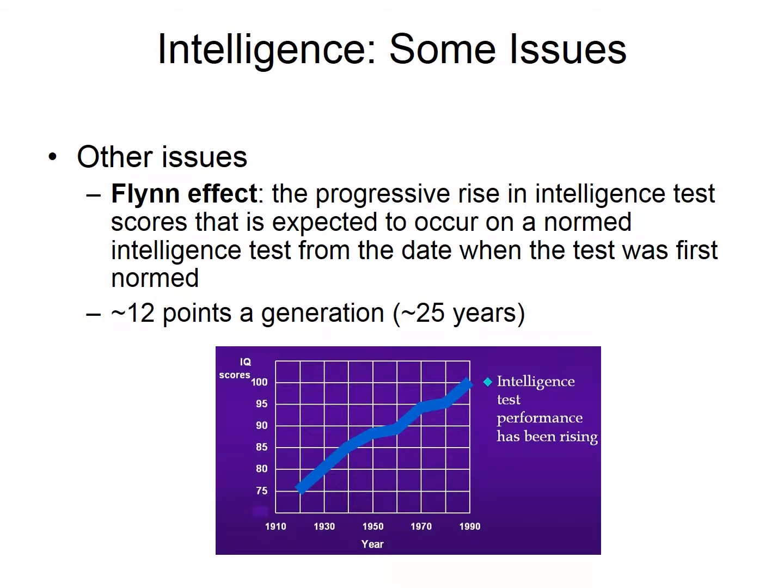Another issue with measurement of intelligence is something referred to as the Flynn effect. This is the progressive rise in intelligence test scores that's expected to occur on a normed intelligence test from the date when the test was first normed. So again, if we're talking about intelligence as a stable construct, and we're creating an intelligence test that is normed on a large sample, we'd assume then that that norm, and remember that norming is creating an interpretable score from a raw score. So for instance, an intelligence test might have 200 questions, and you get a point for each one right, so you could score between 0 and 200.